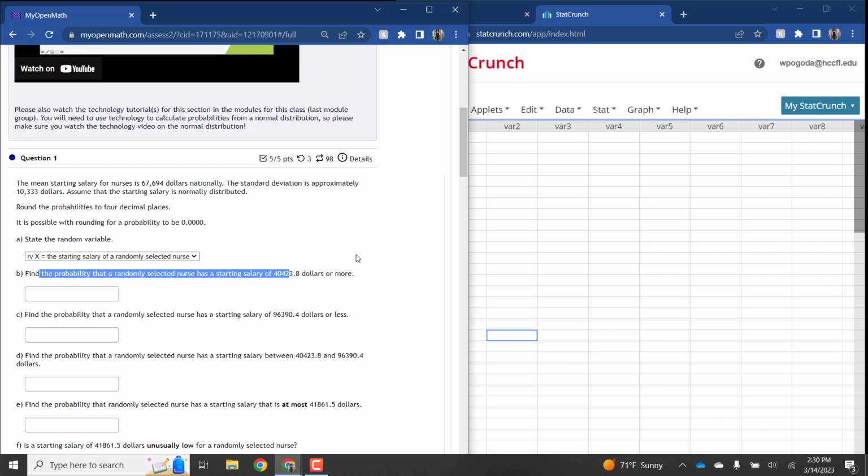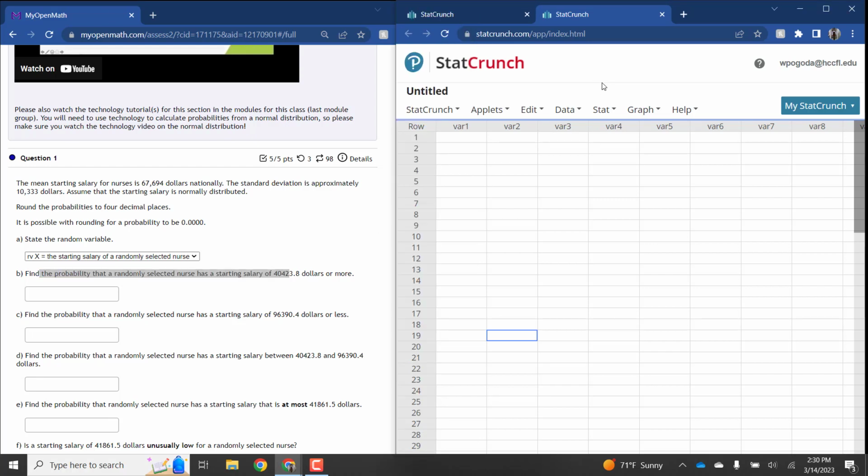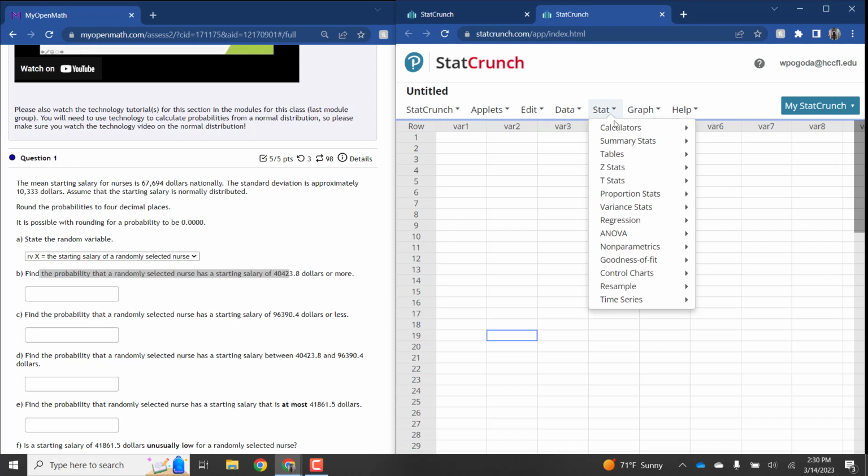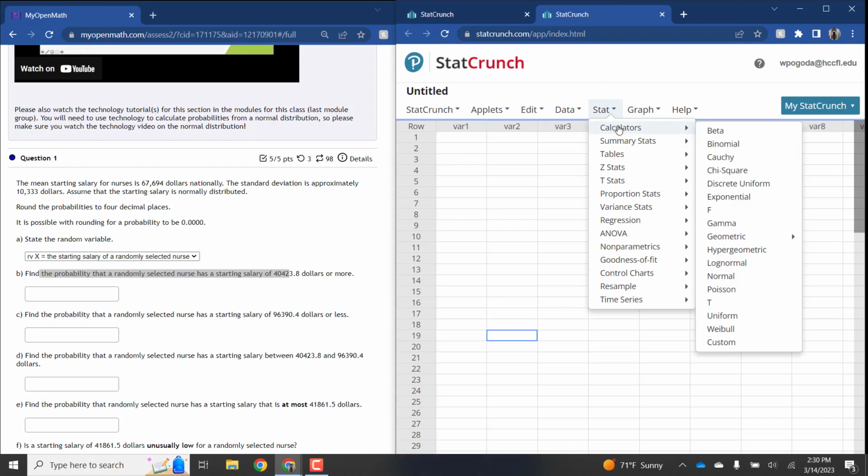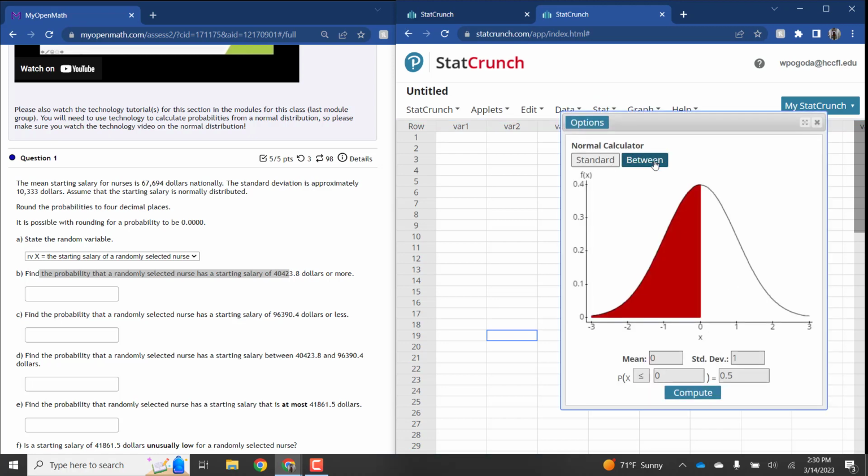40,423.8. All right, let's go to StatCrunch, then go to Stat, then Calculators, and this is where you can do calculations from the uniform distribution or the normal distribution or any other distribution you learn about in future courses. So we're going to do the normal distribution. There's two options at the top. The first one is standard. Whatever is grayed out is what is actually being selected. So right now standard is being selected.